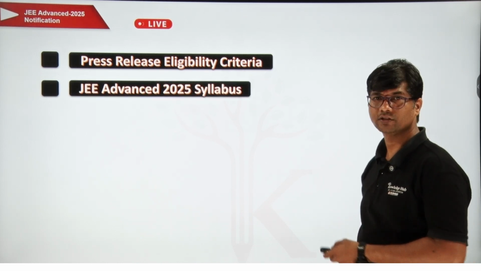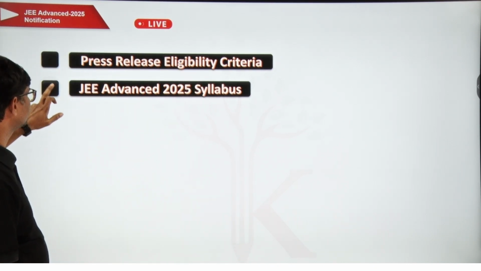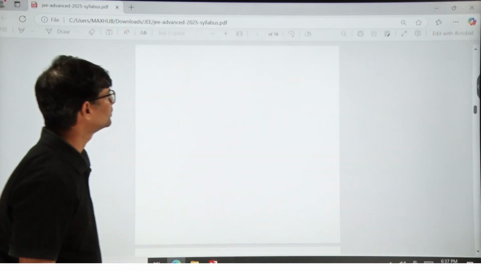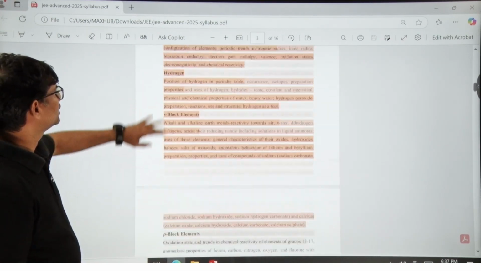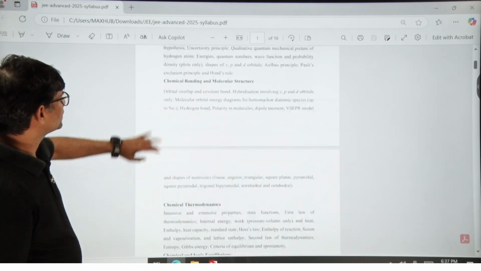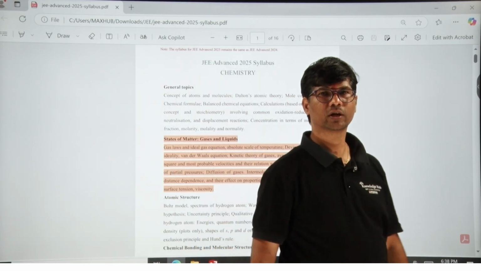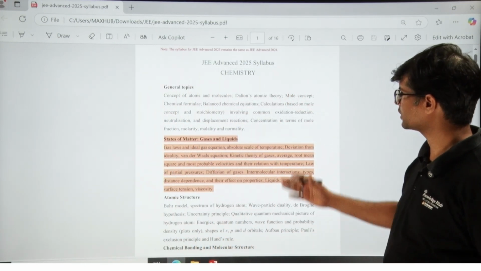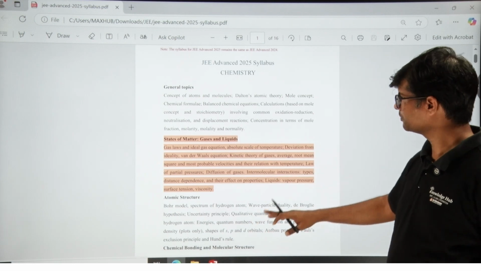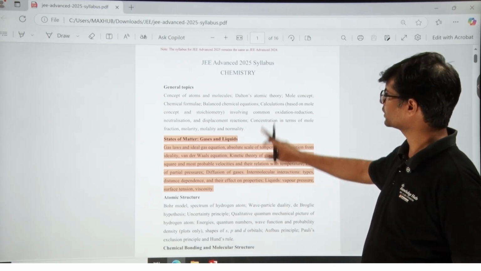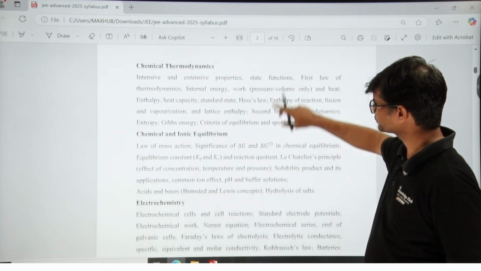Next, the JEE Advanced 2025 syllabus. I told about this in the second part of this session. Now let's see what extra topics you need to prepare compared to JEE Main. Subject-wise, I have highlighted what extra topics you need to prepare. Students who are aiming to get into IITs, other than the JEE Main syllabus, also need to focus on these topics. These topics are not included in JEE Main. The highlighted topics you can see here are in chemistry, mathematics, and physics.